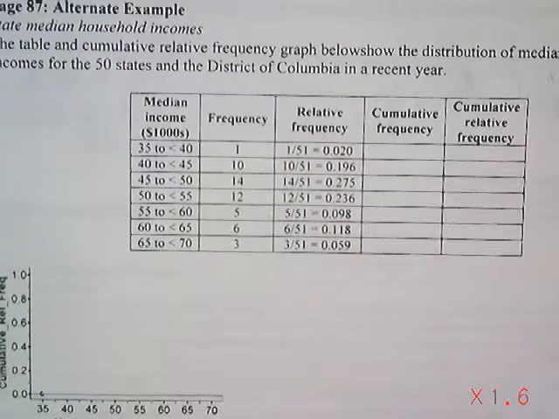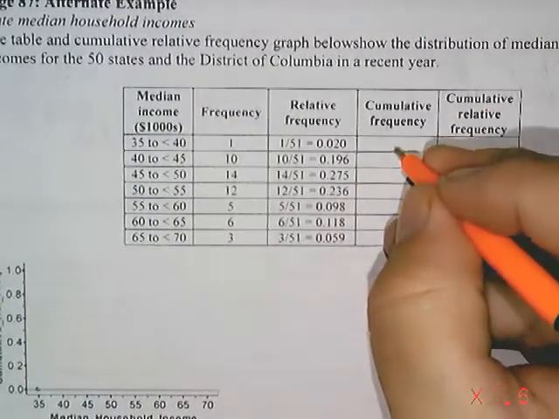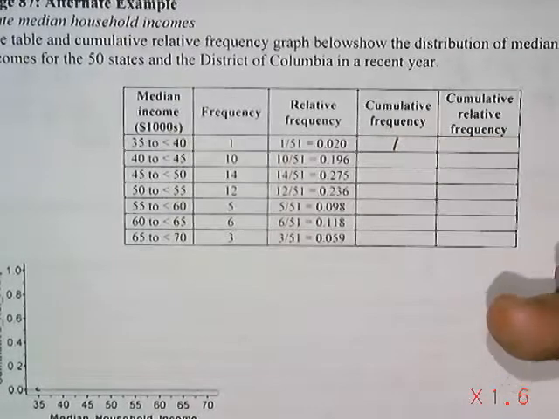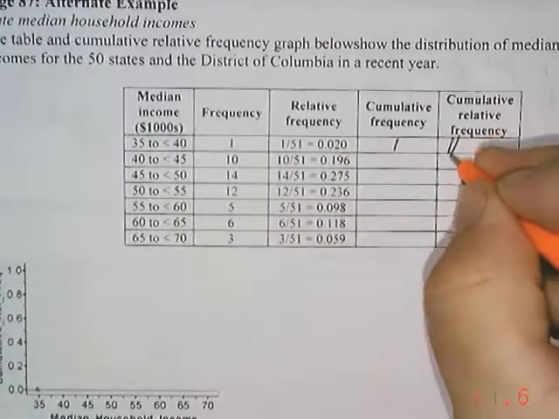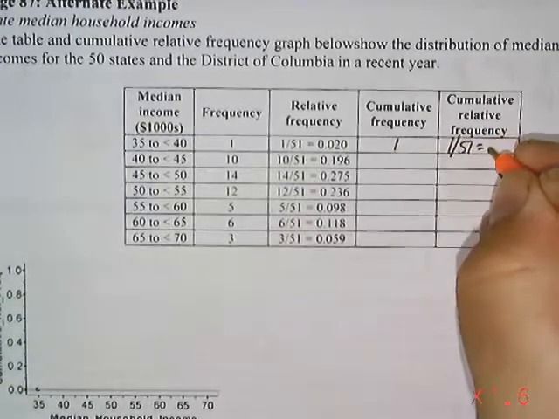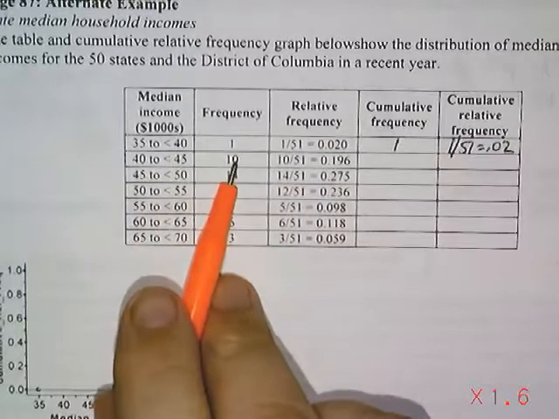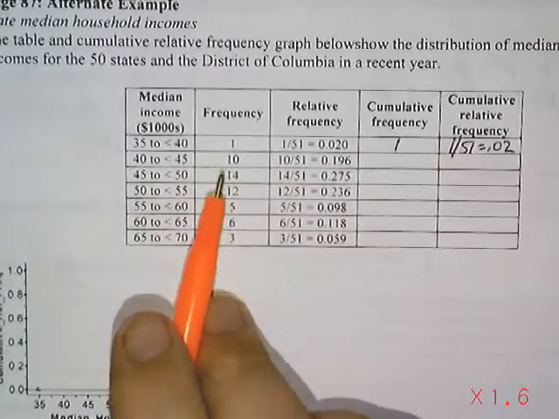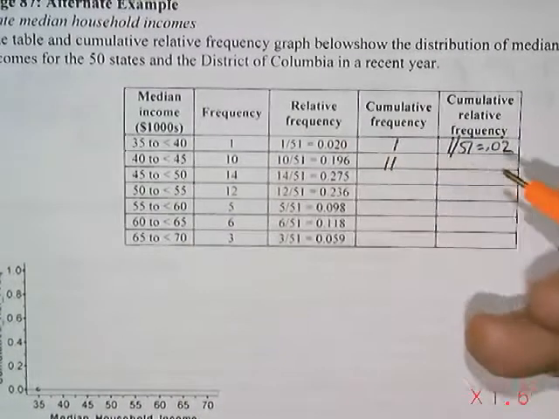94% of the observations are below 65,000. And then obviously 51 out of 51 would be 100. Which we never get to in percentile, but for a cumulative relative frequency graph, it does help us to graph it. Okay, so now we're going to make this graph.